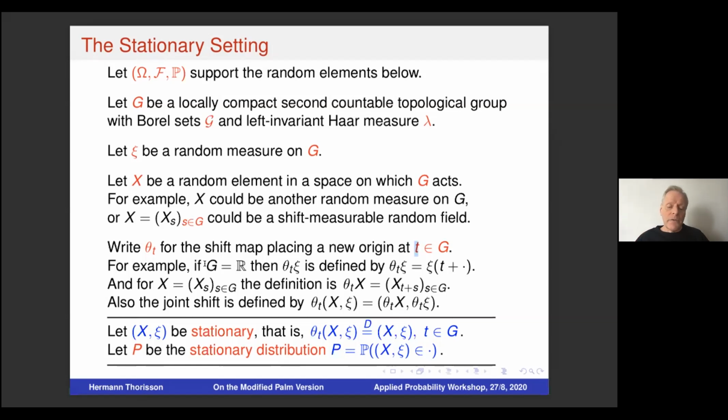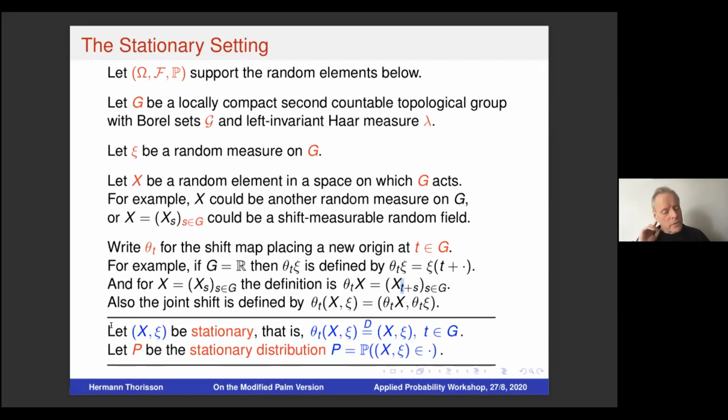For example, if G is the real line, then theta t of the random measure psi is defined this way. This is moving the origin to t. And if we have a random field, we are here moving the origin to t. Also, the joint shift is defined by this. This joint shift of x and psi is just this.